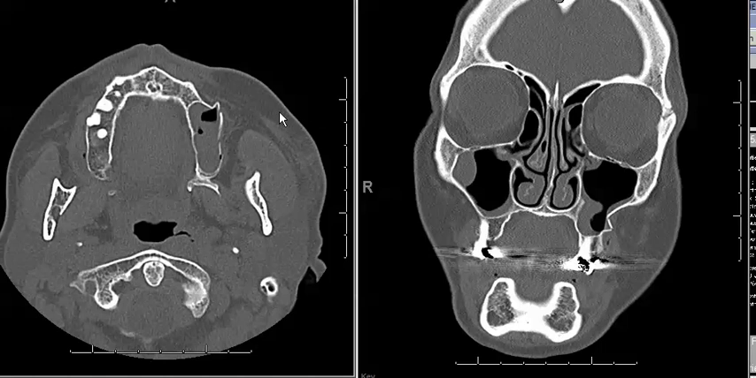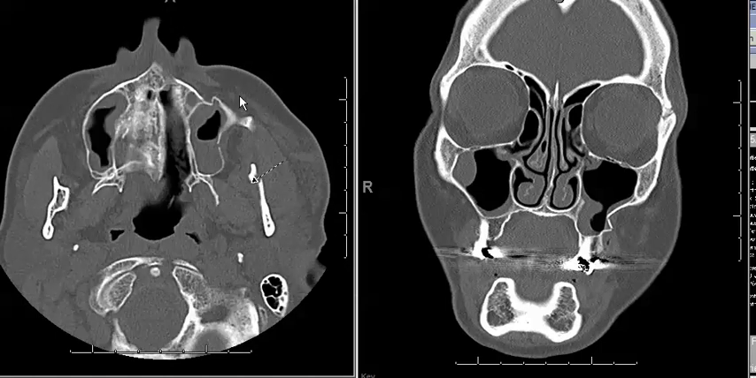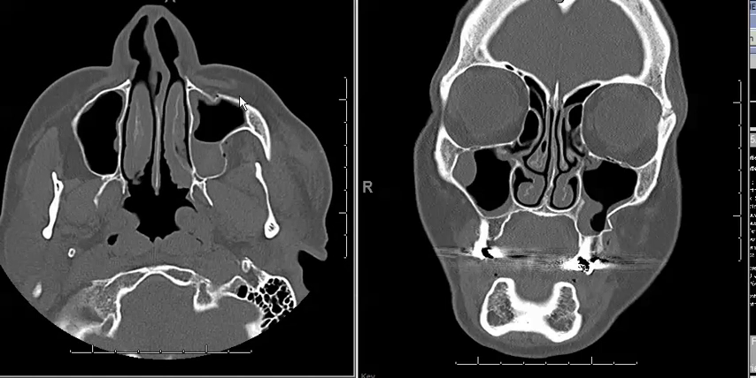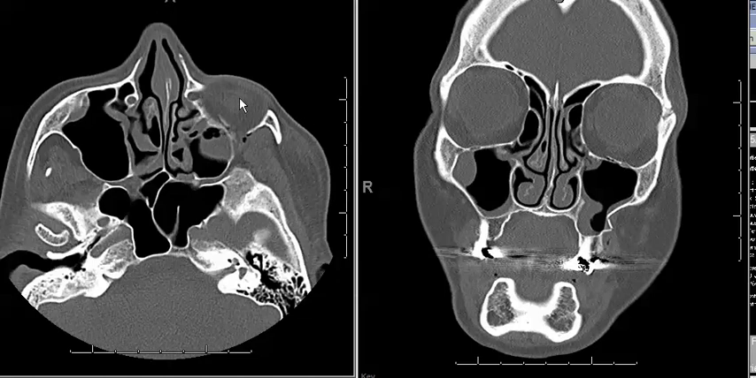Here we have axial and coronal CT images through the facial bones in a 58-year-old female status post-fall. This is a trauma patient. While scrolling through the axial images, we already notice that there are multiple fractures here.